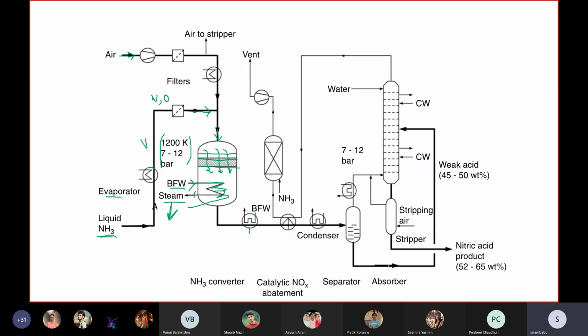Here you can see, whatever nitric oxide comes here, just for the time being, don't worry about this, I will explain. So the nitric oxide comes here and is supplied into this absorber. Now the air is introduced from the bottom, and the cold water is introduced from the top. So air is introduced from the bottom, and from the middle, NO2 is introduced.